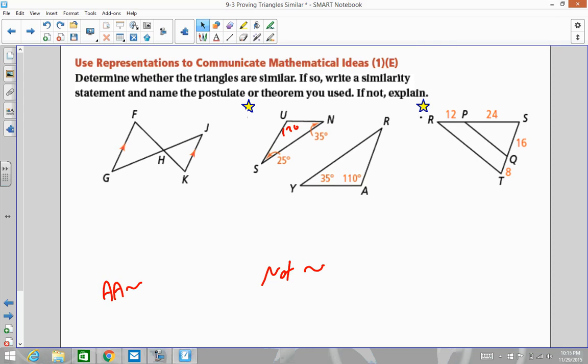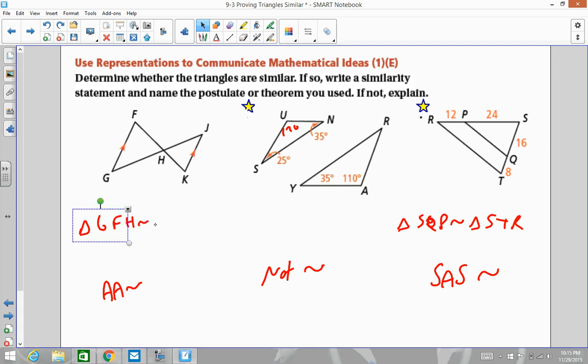We're done with this one. This one is side angle side similarity. And so this one will be triangle SQP is similar to triangle STR. This will be triangle GFH is similar to triangle JKH. And since that one's not similar, there's no similarity statement.